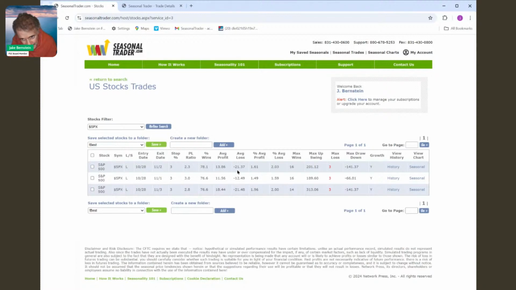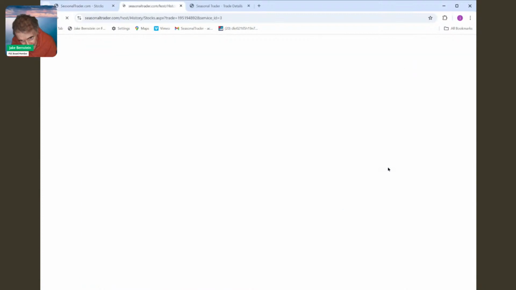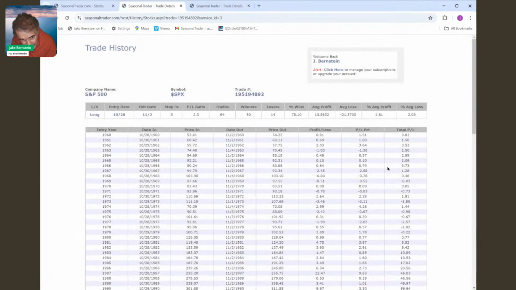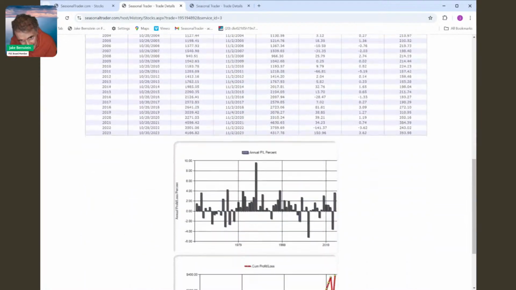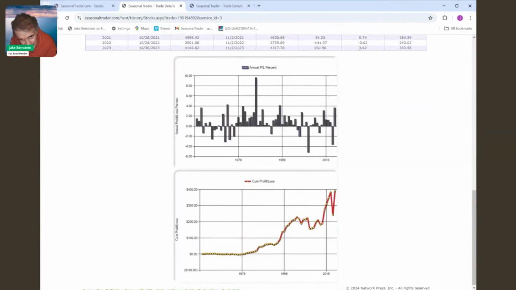Let's take a look at the results. Right over here. Here's the history. And let's look at the track record. All the way down here. And there's the results. So you can see it hasn't been as volatile as the other methodology, as the other dates, but still does its job. Let's go one more step back. Let me show you something else.